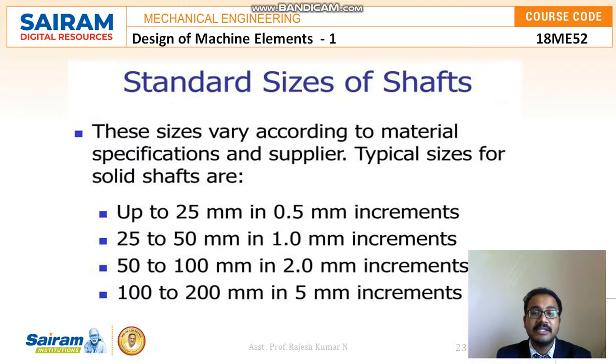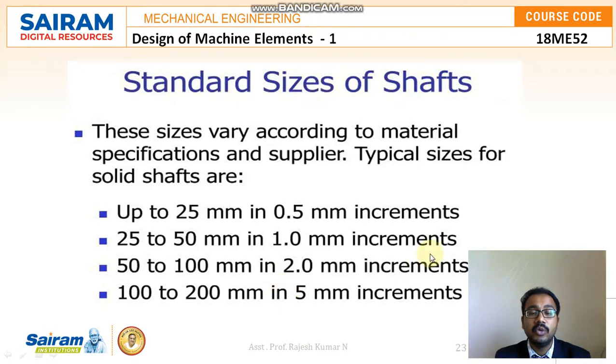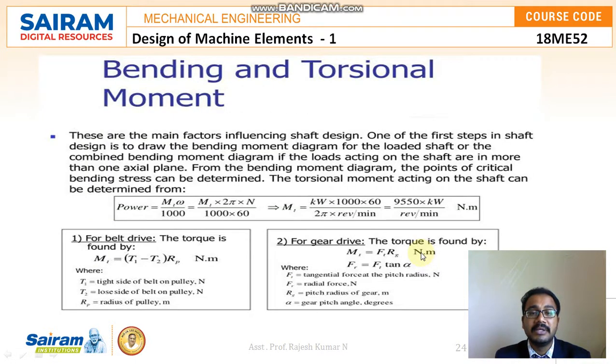And these are the standard sizes of the shafts. These sizes vary according to the material specification and supplier. Typical sizes of solid shafts are up to 25 mm in 0.5 mm increments, 25 to 50 mm in 1 mm increments, 50 to 100 mm in 2 mm increments, and 100 to 200 mm in 5 mm increments.